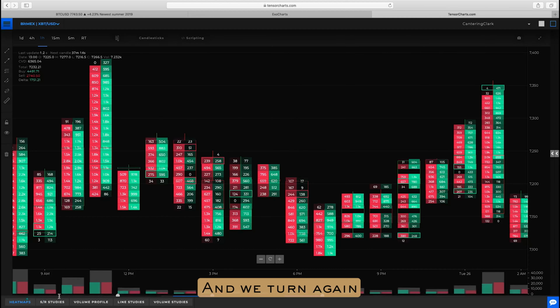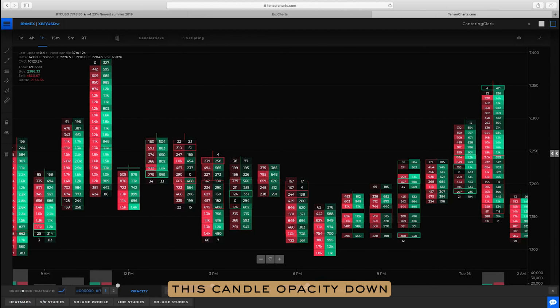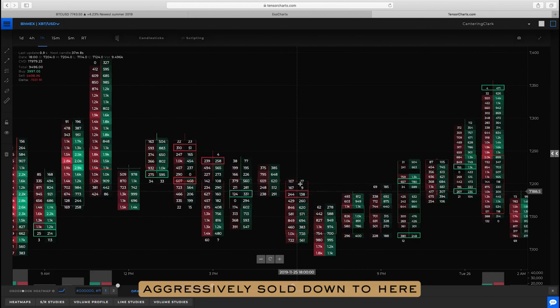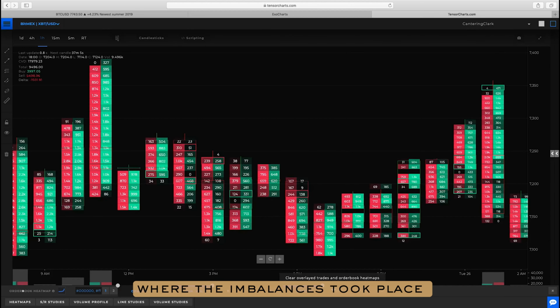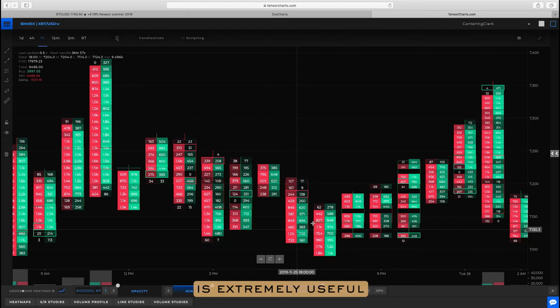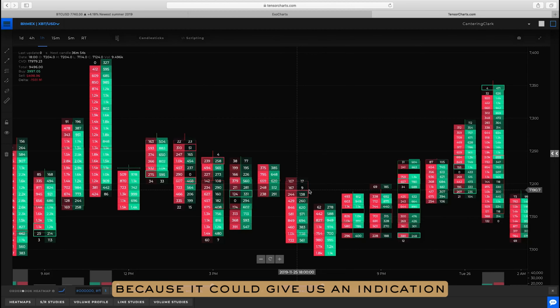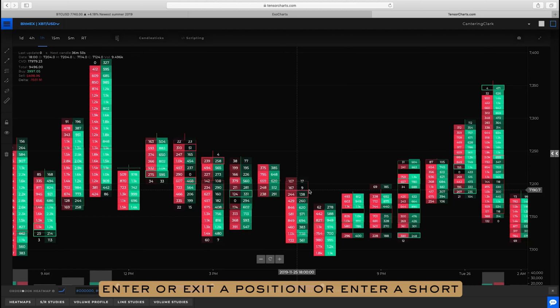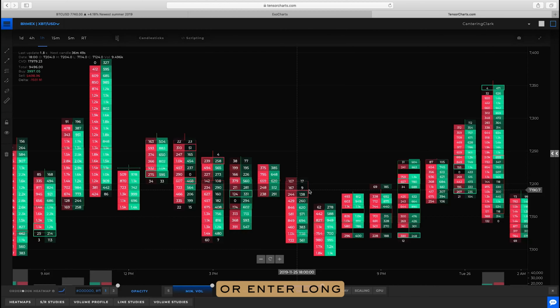If we turn this candle opacity down again, we can see that this candle opened up here and aggressively sold down to here. Identifying where the imbalances took place, or when an imbalance is taking place, because you can see this occurring in real time as it's printing, is extremely useful because it can give us an indication as to whether or not we want to enter or exit a position, or enter a short or enter a long, depending on what direction this is occurring.